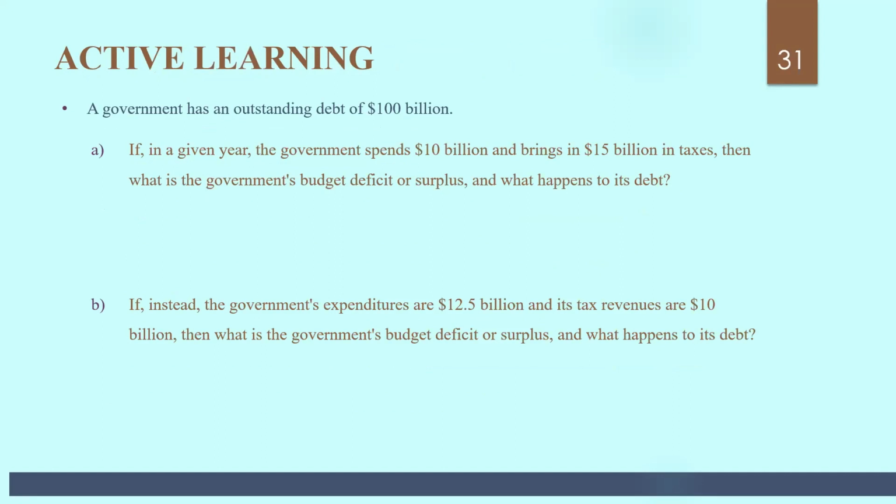So, active learning. A government has an outstanding debt of $100 billion. If in a given year, the government spends $10 billion and brings in $15 billion in taxes, then what is the government's budget deficit or surplus, and what happens to its debt?